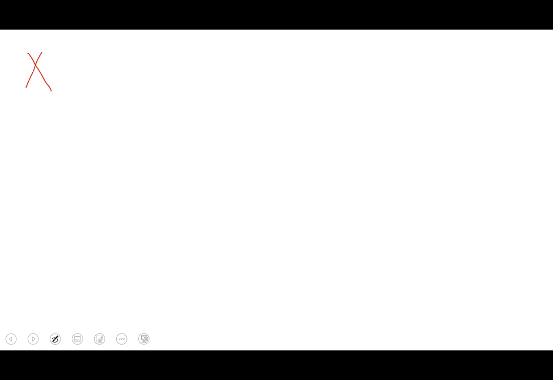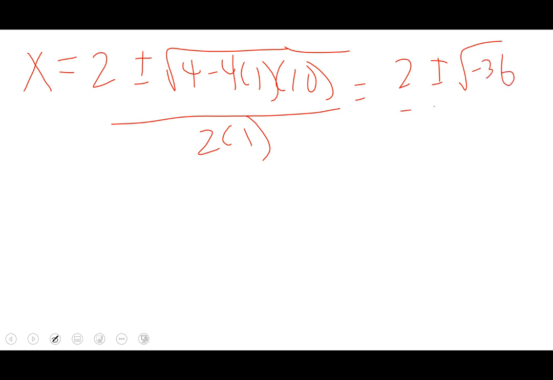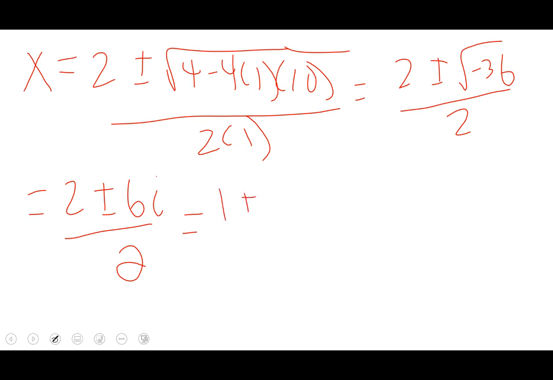So to use the quadratic formula, x equals -b plus or minus the square root of b squared minus 4ac, all over 2a. Underneath the radical, that's 4 minus 40, which is -36. The square root of -36 is, of course, 6i. And I can divide everything by 2, which means I get answers of 1 plus or minus 3i.